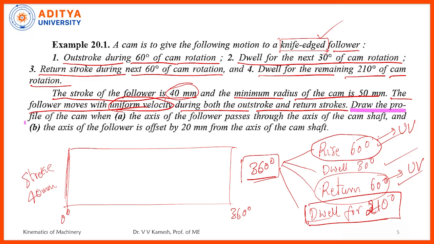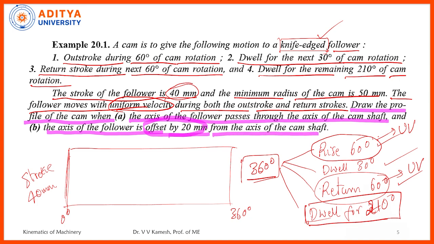Draw the profile of the cam when A, the axis of the follower passes through the axis of the camshaft, and B, there is a deviation: the axis of the follower is offset by 20 mm from the axis of the camshaft. This one we will discuss as the second part. First we will discuss part A, where the axis of the follower passes through the axis of the camshaft. Now, we will discuss one by one.